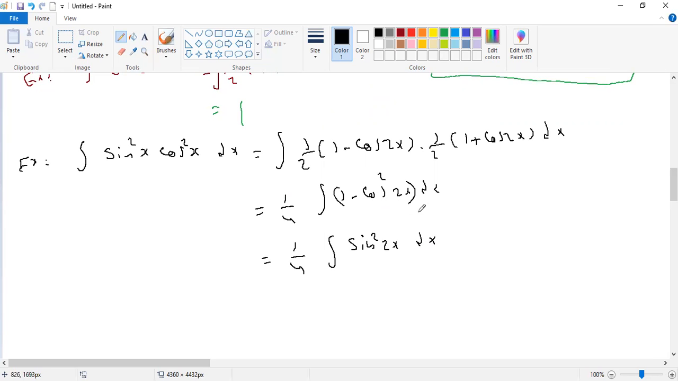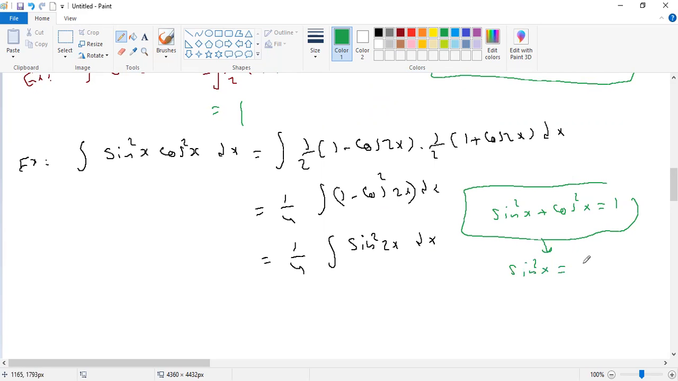Why? The reason is that sine squared plus cosine squared x is equal to 1. That means sine squared is equal to 1 minus cosine squared. So now this is equal to 1 over 4 integral of sine squared. I can write it like this, so this is the reason 1 minus cosine squared is sine squared.